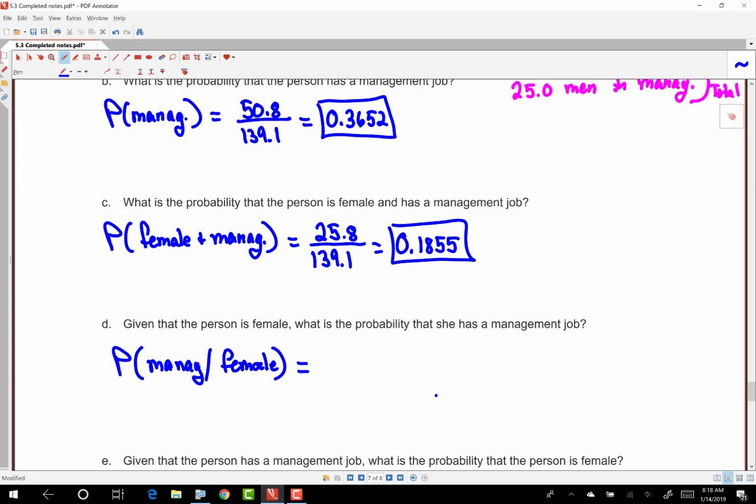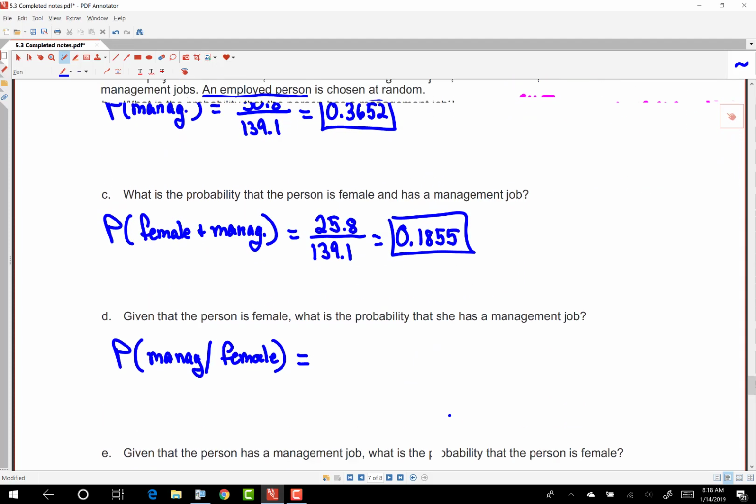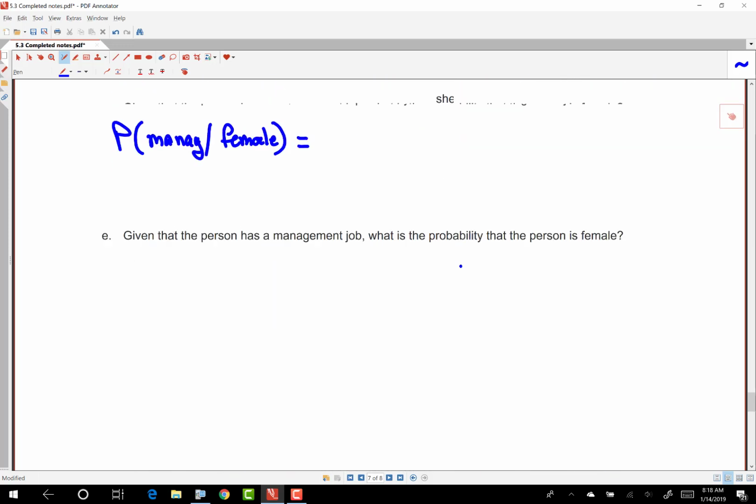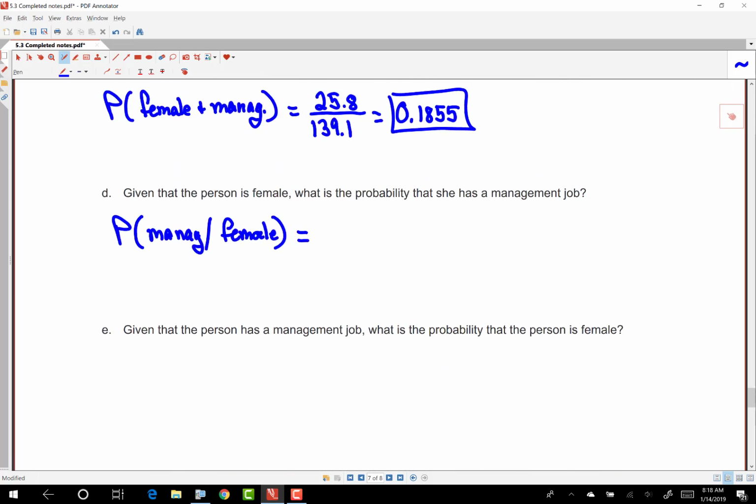So how many females did we have? We had a total of 64.5 females, because we know that it's a female. And how many of those were in management? Well, it was 25.8 that were in management. So 25.8 divided by 64.5 is 0.4. So if we know that it's a female, there's a 40% chance she's in management.